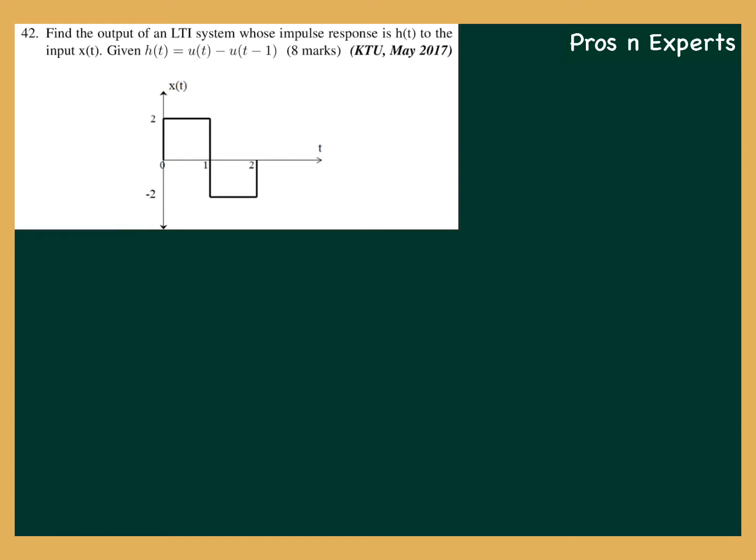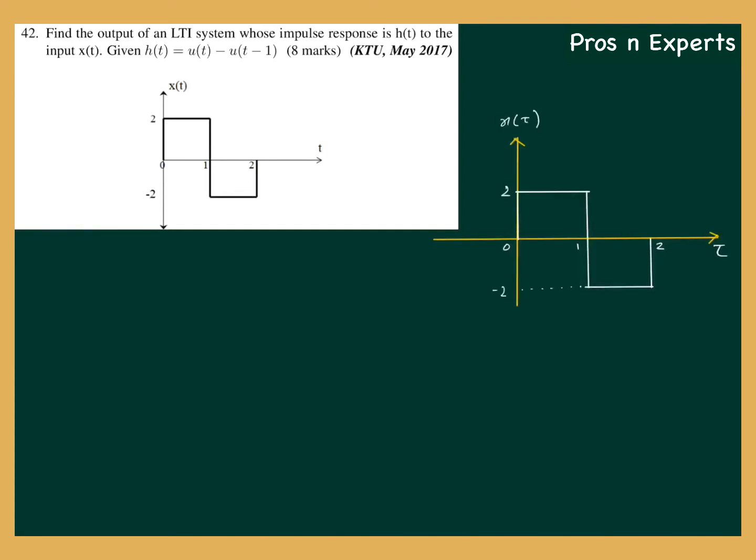Till now we had done questions where x of t and h of t were just single-sided pulses, but here it is bipolar. It has positive 2 amplitude and minus 2 amplitude. But if we know the procedure, if we know the concept, we will move on as per the same procedure and we will get the output. There's nothing to worry about if you're given this signal as bipolar.